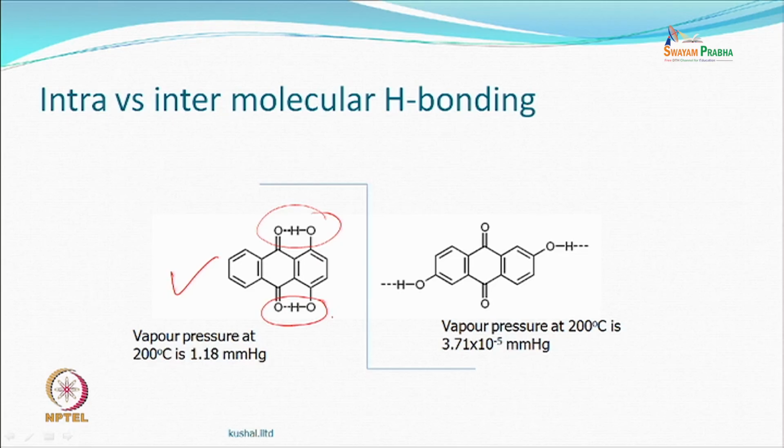In the other case, when you have one hydroxyl group here and the other hydroxyl group on the other side, you see that within the molecule they cannot make any hydrogen bonds. They will make hydrogen bonds with another molecule. That will be called intermolecular hydrogen bonding. So, intermolecular hydrogen bonding will be possible in this, but not intra.